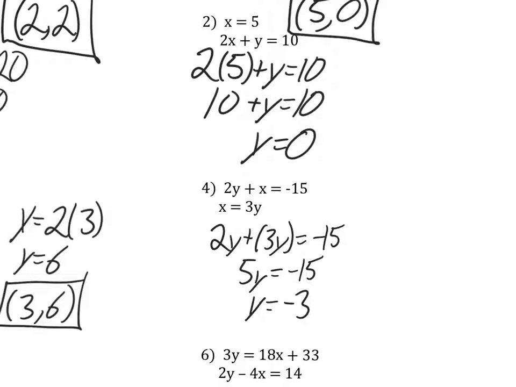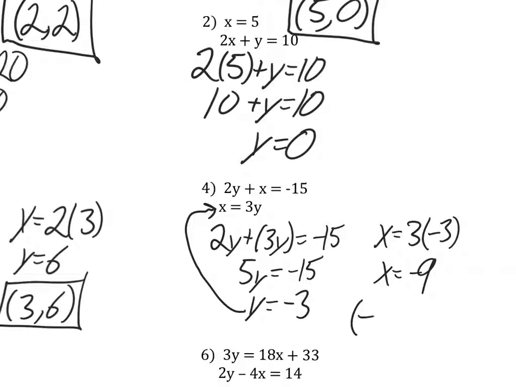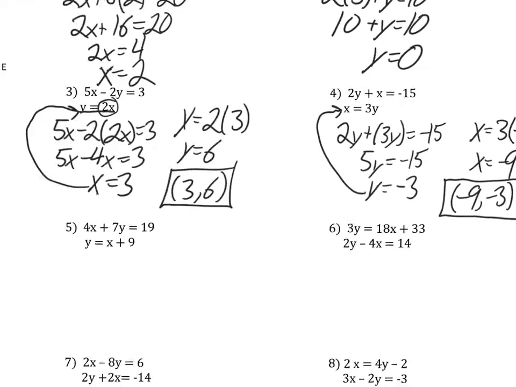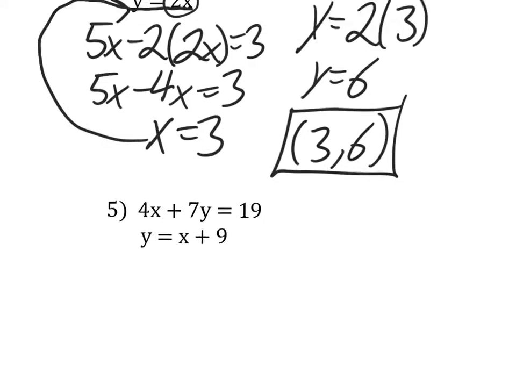Now the last part, we just have to plug that back in. So I'm going to take this, put it back into my second equation. So x equals 3 times my y, which is negative 3. So x equals negative 9. So my final answer is (negative 9, negative 3). Now to remember, if I was graphing this, this would just be where the two lines would cross. That's really all I'm looking for. This is just a different way in case you did not want to graph.